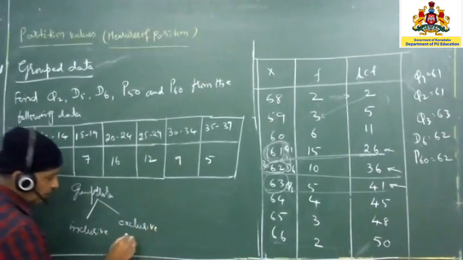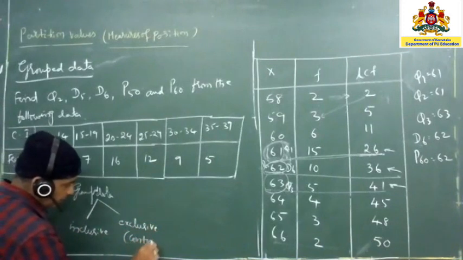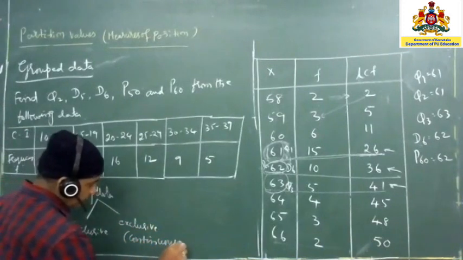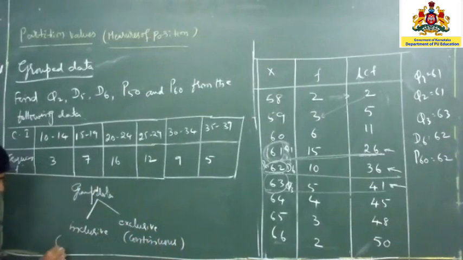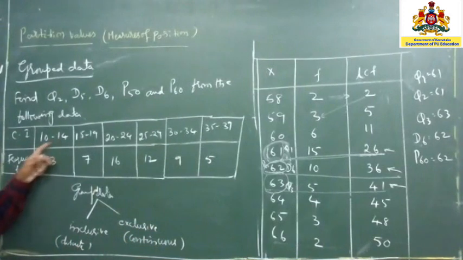Exclusive is also called continuous series, and this is called discrete series. Don't get confused with that one only. The discrete, in the sense, there is a gap.